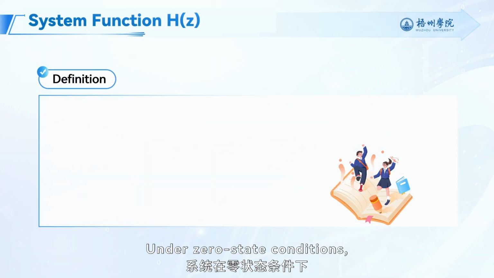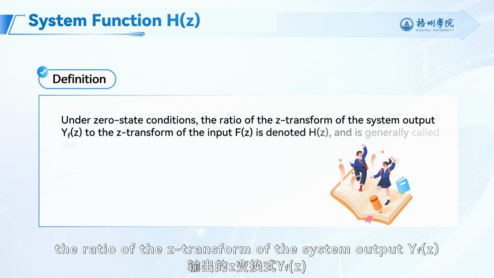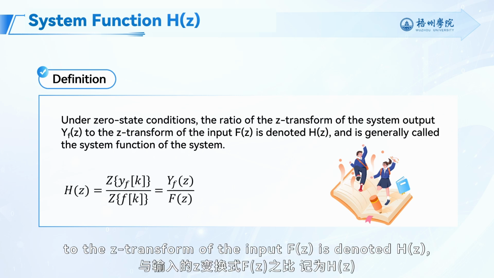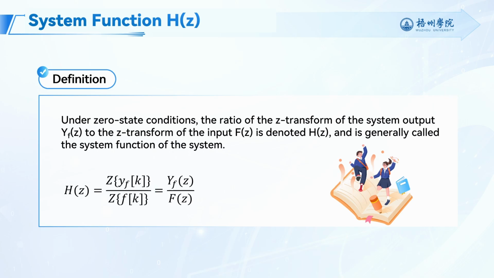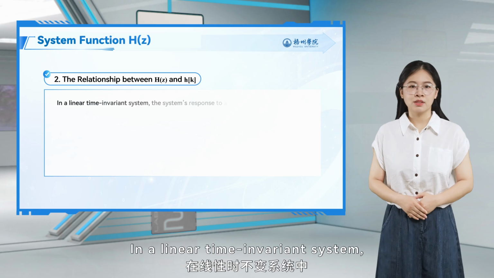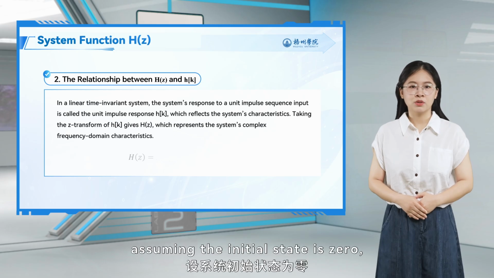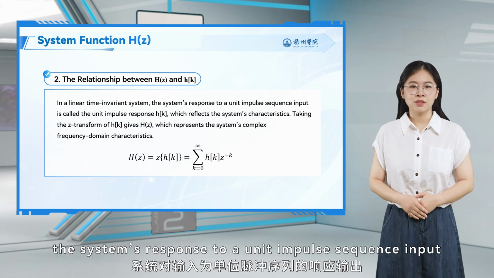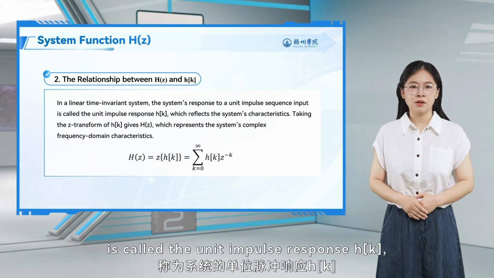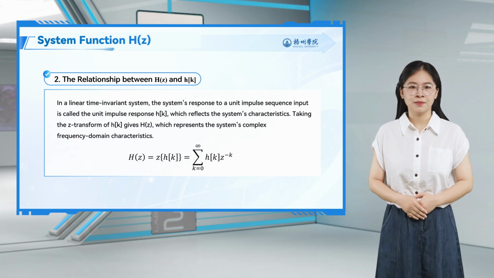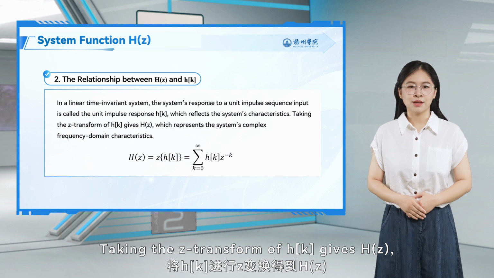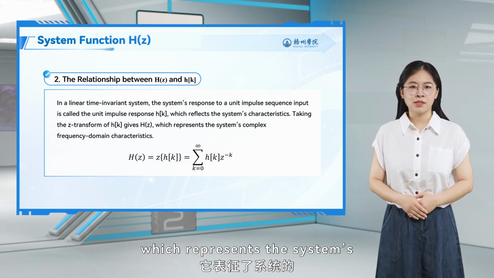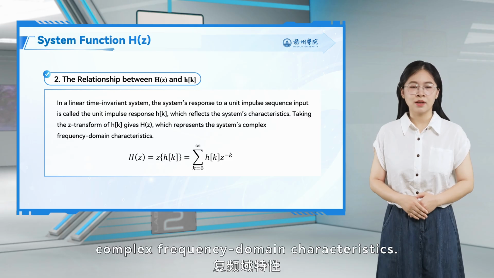Under zero-state conditions, the ratio of the z-transform of the system output, Yf(z), to the z-transform of the input F(z), is denoted H(z), and is generally called the system function of the system. In a linear time-invariant system, assuming the initial state is 0, the system's response to a unit impulse sequence input is called the unit impulse response h(k), which reflects the system's characteristics. Taking the z-transform of h(k) gives H(z), which represents the system's complex frequency domain characteristics.